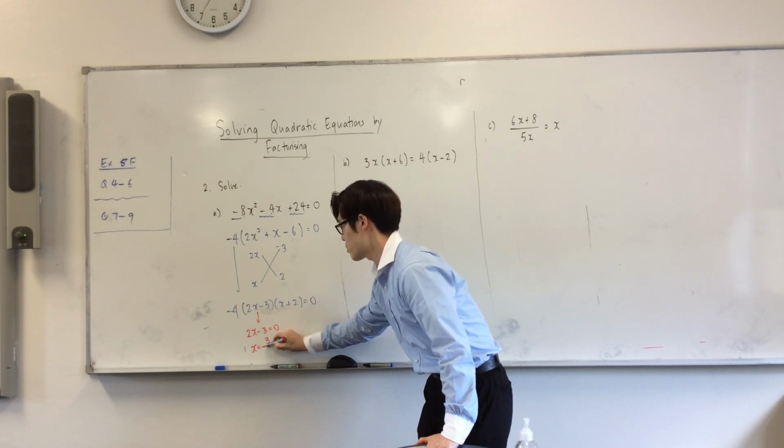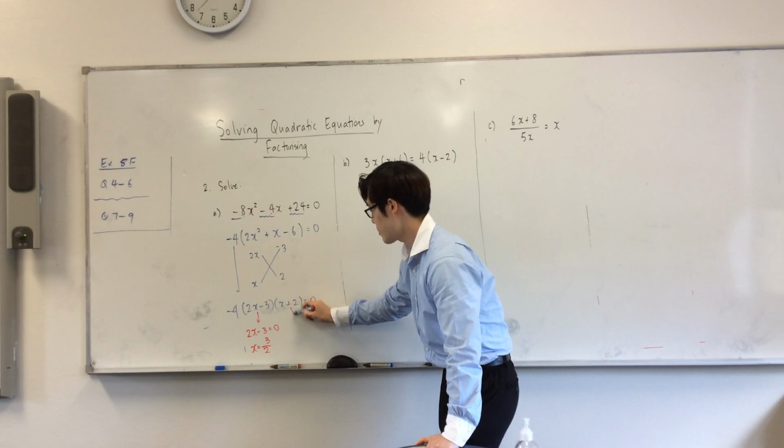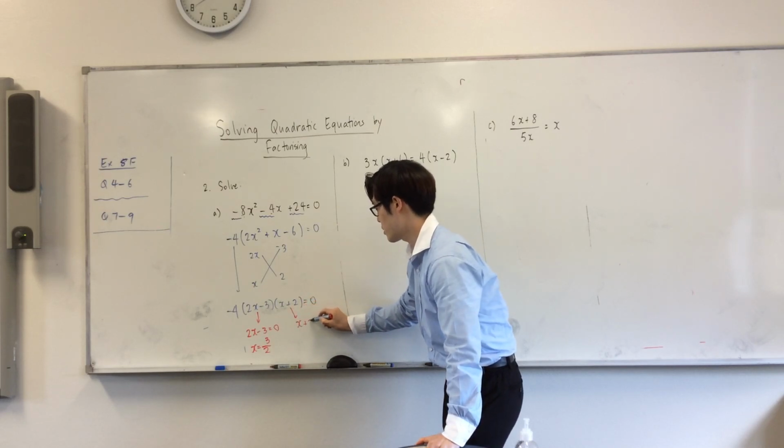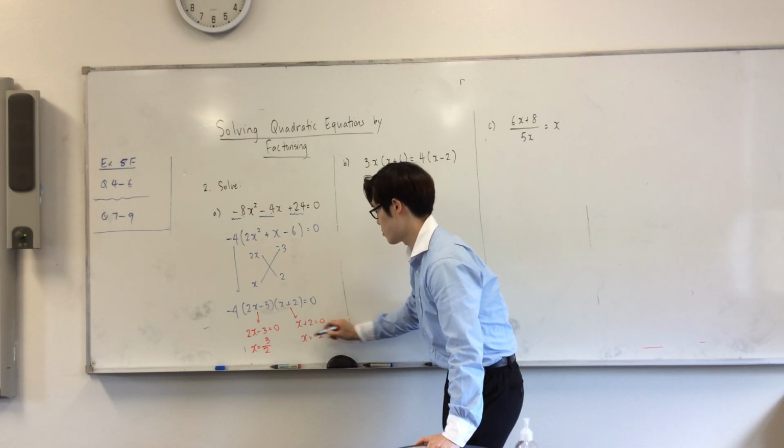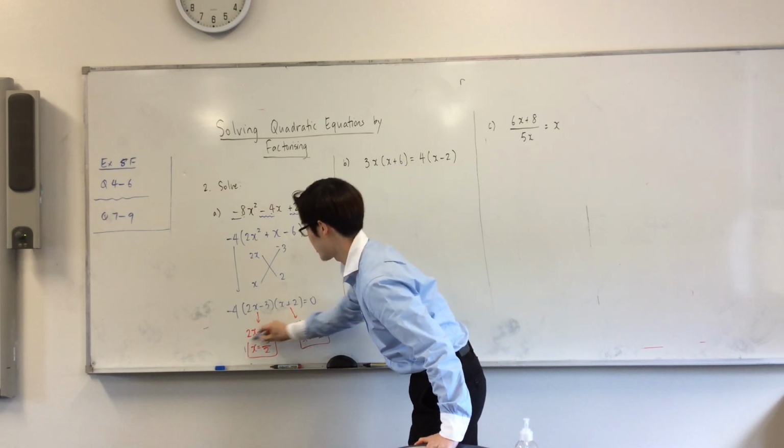Just skipping a few steps, 3/2. Same thing here. x plus 2 equals 0. So like I said, just need to take the opposite sign of plus 2, which is -2. So these two are your solutions to this quadratic equation.